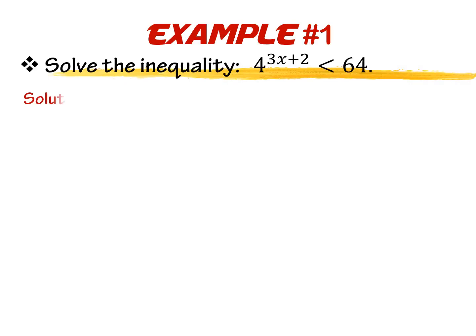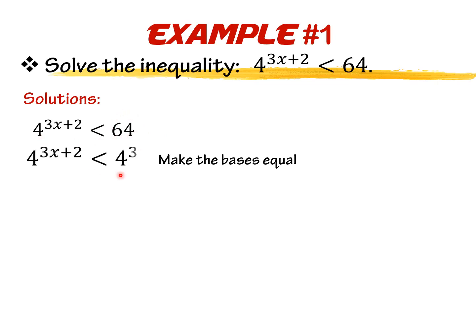To illustrate the properties of exponential inequalities, let's have some examples. Solve the inequality 4 raised to 3x plus 2 is less than 64. So the first step is to apply the equal power rule by making the bases equal. So we can express 64 in terms of base 4. That will give you 4 cubed. Okay, 4 times 4 times 4, that is 64.